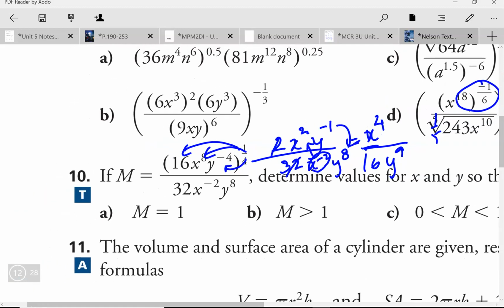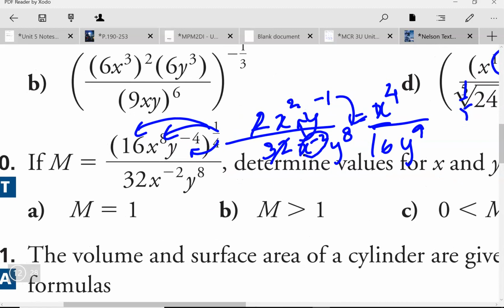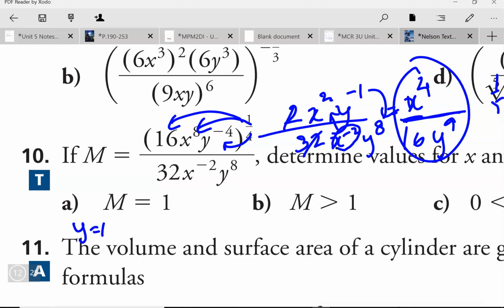So determine values for x and y so that m equals 1. So that's kind of difficult. The idea here is that I want x to the power of 4 divided by 16y to the power of 9 to equal 1, right? That's m. This entire thing equals m. So the only way I see that being 1 is this y to the power of 9 has to disappear. So I'm just going to say y equals 1. So that goes away, because 1 to the power of 9 is 1. And if I take x to the power of 2, I get 2 to the power of 4 divided by 16, and therefore I get 1.